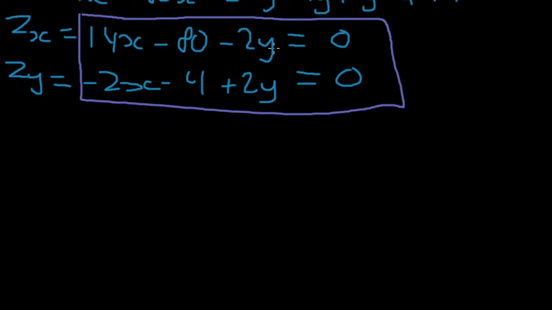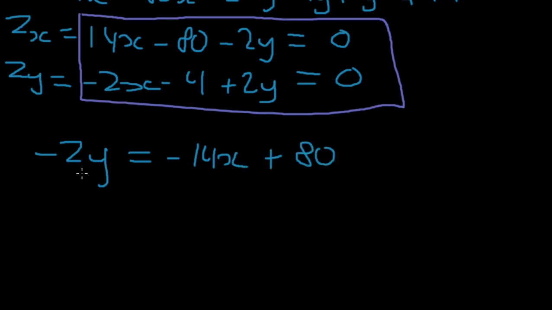So let's just solve for y in this first one. So I'm going to add everything to the other side except the negative 2y. And so we're going to have negative 2y equal to negative 14x plus 80. And divide everything by negative 2.